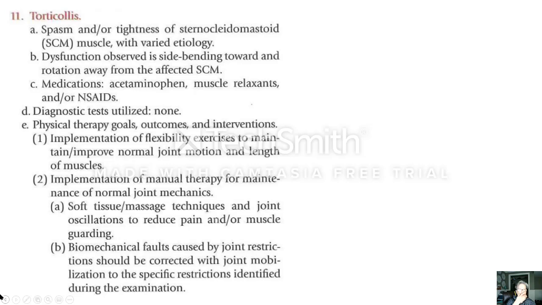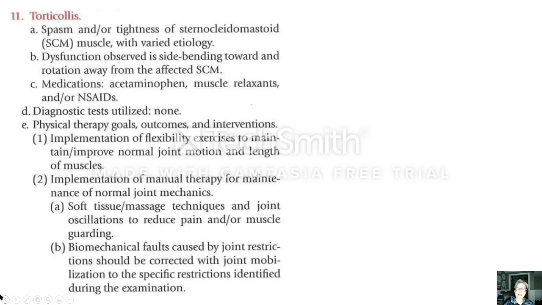Torticollis. Spasm and/or tightness of the sternocleidomastoid muscle in varied etiology. Dysfunction observed is side bending toward and rotation away from the affected sternocleidomastoid. So side bending toward and rotation away. Medications, acetaminophen, muscle relaxants, and/or NSAIDs. There are no diagnostic tests.